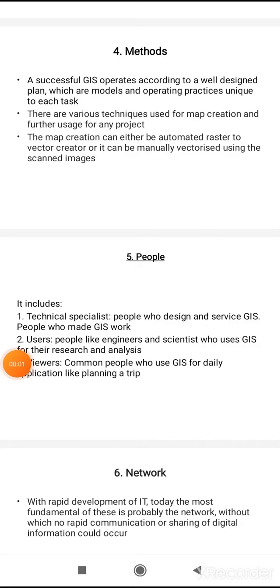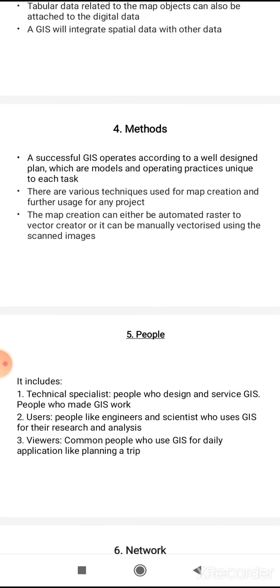We are studying the components of GIS. I already explained three components in the previous video, and I read out the fourth component in the previous video. So I'm going to explain the fourth component, that is methods. The GIS technique consists of many tasks.